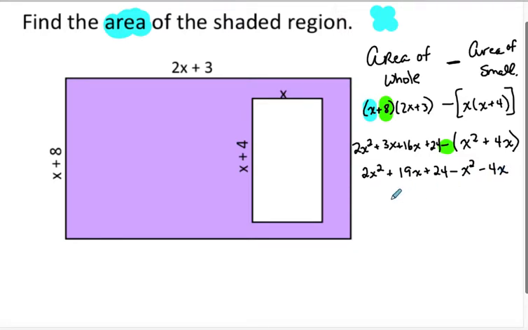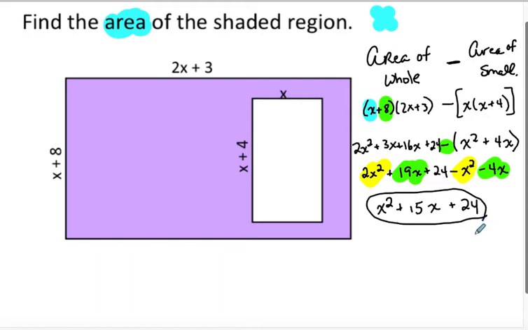So then I can come through and combine any like terms, and if I take a look here, I've got an x squared term here and an x squared term here, and I've got a linear x term here and an x term here. So 2x squared minus x squared, well, that's 1x squared. So 2x squared minus 1x squared is x squared. Positive 19x, negative 4x combined is positive 15x plus 24. And that's my solution.